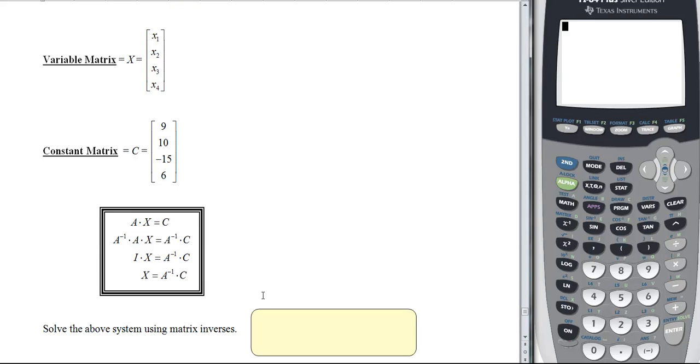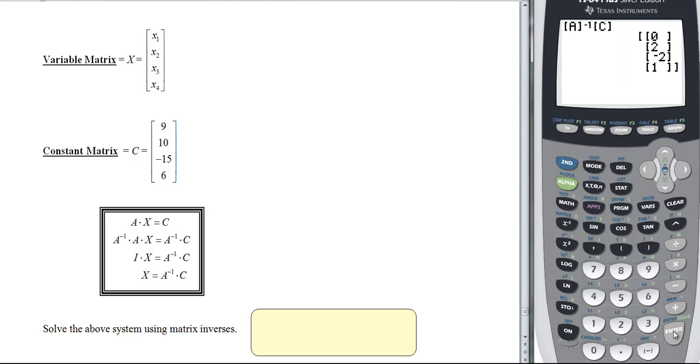Now it says solve the above system using matrix inverses, so I need you to go put in matrix A and matrix C. So pause me. I've already got mine in. I put matrix A in A and matrix C. I like C under constant. Okay? So now, here we go. This is the bottom line. I need A. Remember, I have to use the inverse key. And now let me go get matrix C.